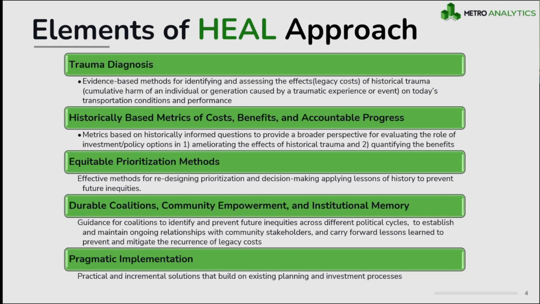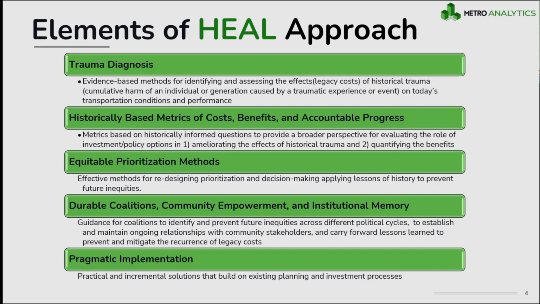Another is equitable prioritization methods. When we change how we define needs, when we change our performance criteria, when we change what performance even means based on the lived experience of the community, we have a wider set of metrics to use to prioritize our investments. Also, we can create durable coalitions for community empowerment and institutional memory.